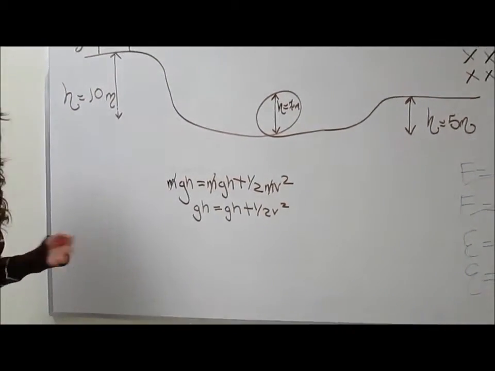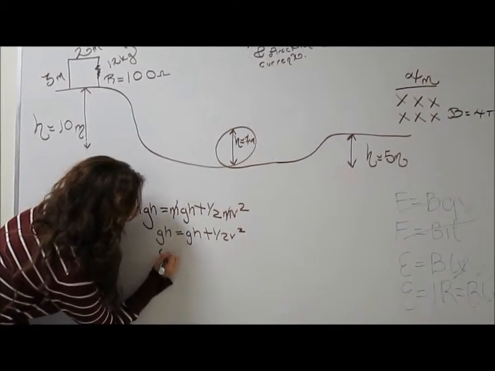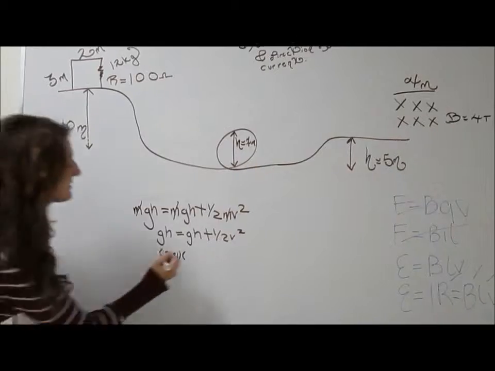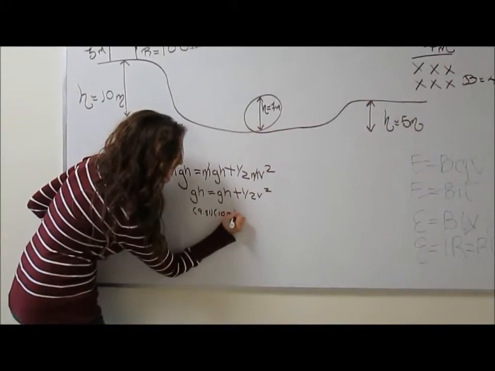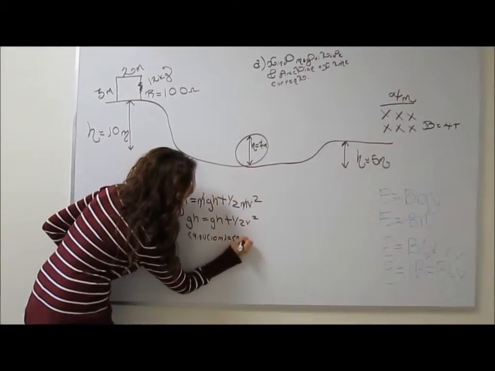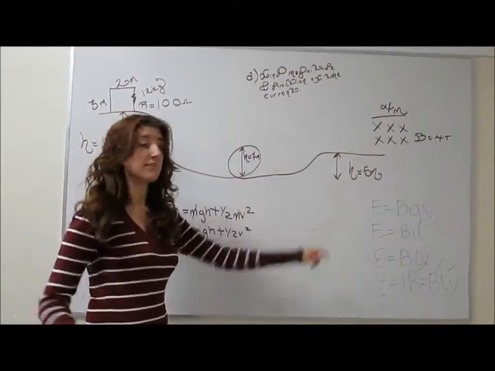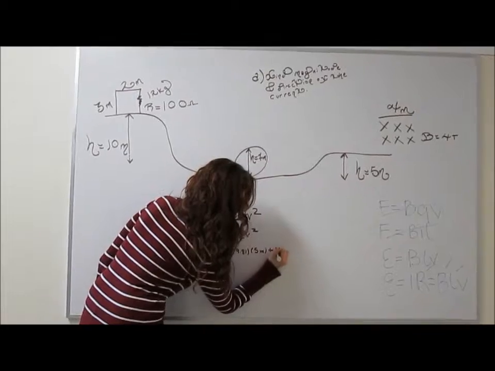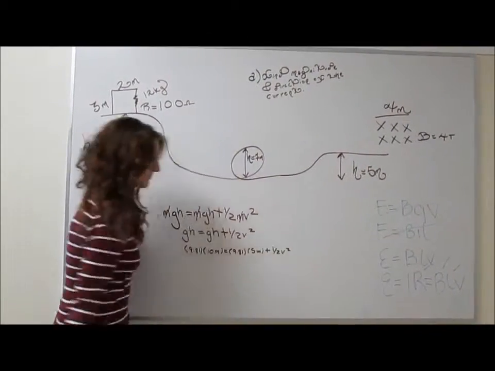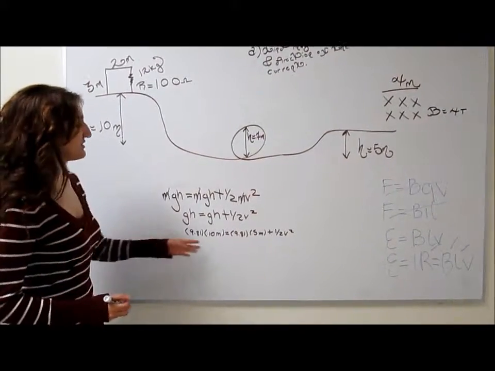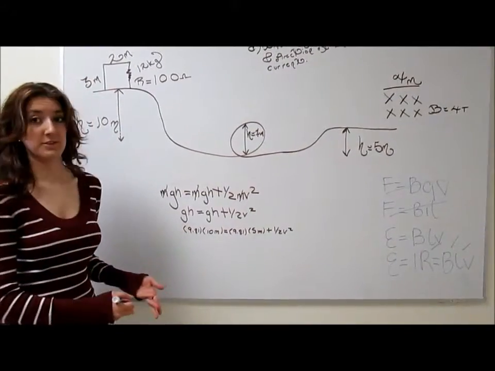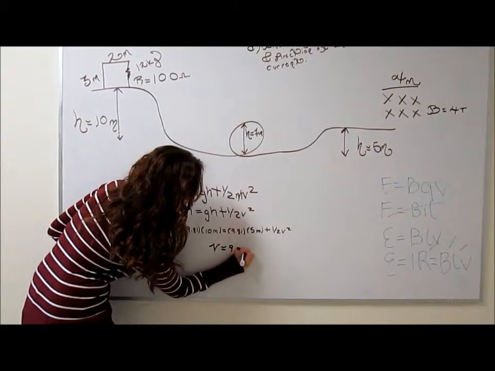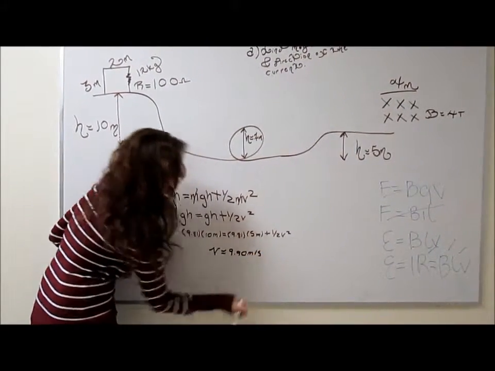The gravity we're going to use is 9.81 times the height here, which is 10 meters, equals 9.81 times the height here of 5 meters plus 1/2 V squared. So since you're left with the numbers plugged in, you're going to solve through and eventually get velocity equals 9.90 meters per second.